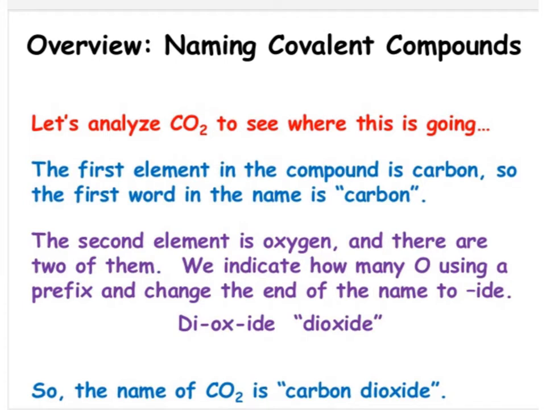Let's analyze CO2 to see where this is going. The first element in the compound is carbon, so the first word in the name is carbon. The second element is oxygen, and there are two of them. We indicate how many O's using a prefix and change the end of the name to IDE, dioxide.